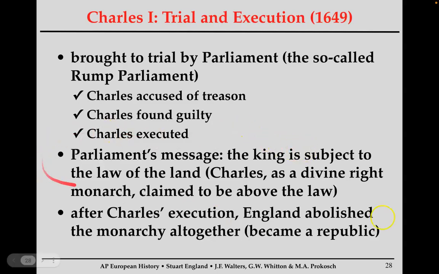So basically, here is our takeaway. Here's your historical analysis. Parliament is officially saying kings are subject to the law of the country. Divine right has no place in English monarchy. Then, they go beyond that. They don't just kill the king, they abolish the monarchy altogether. So officially, England becomes a republic for a relatively short period of time. Remember, republic, one of the meanings of it is you do not have a monarch.